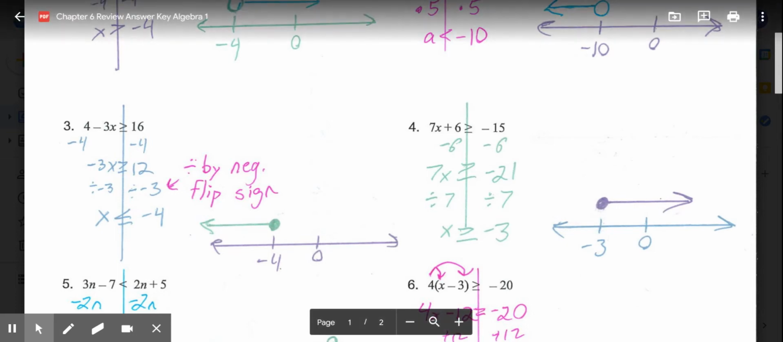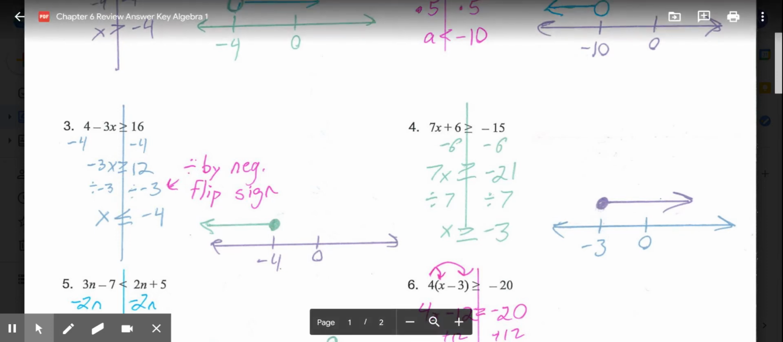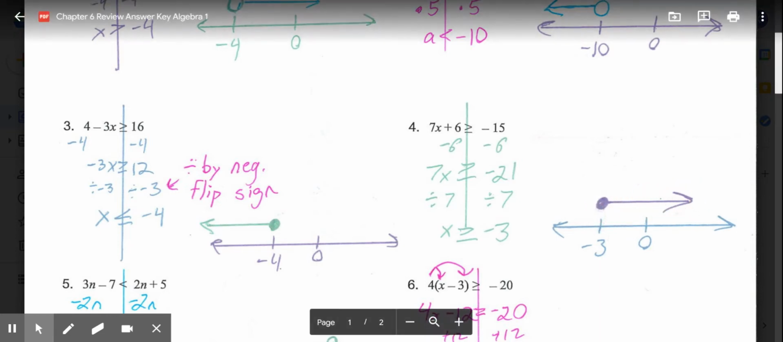In 4, subtract 6 from each side and then divide by the 7. So we end up with x is greater than or equal to a -3. So again, filled in circle at the value, -3, arrow going to the right because we want values greater than.